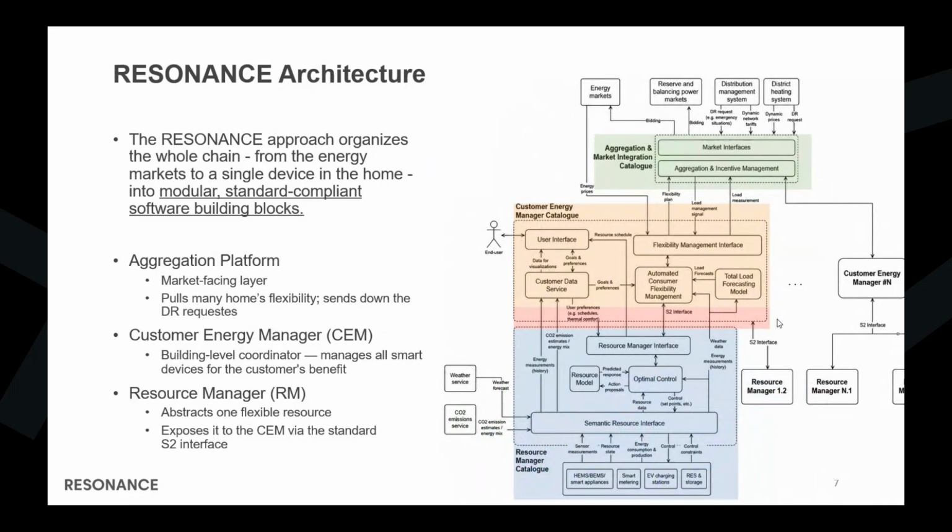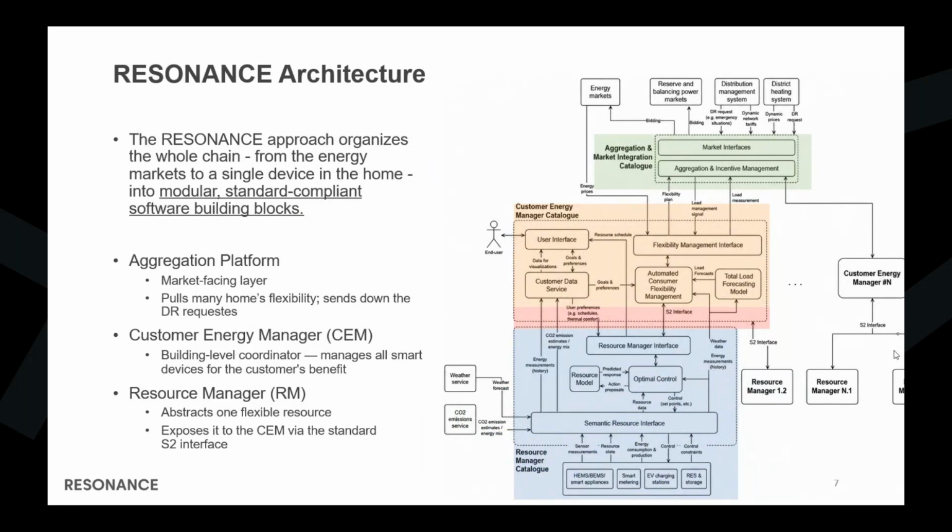The Resonance approach organizes the whole chain from the energy markets all the way down to a single device in the home into modular, standard-compliant software building blocks. As you can see in the architecture on the right side, there are three main blocks arranged in a top-down hierarchy, and they correspond to three different catalogs that the Resonance is developing. On the top, we have the aggregation and market integration catalog. Then we have the customer energy manager catalog, and at the bottom we have the resource manager. So let me go briefly over each one and describe it.